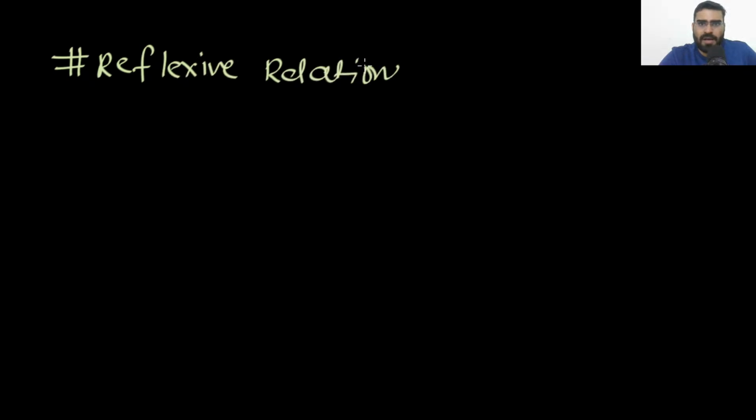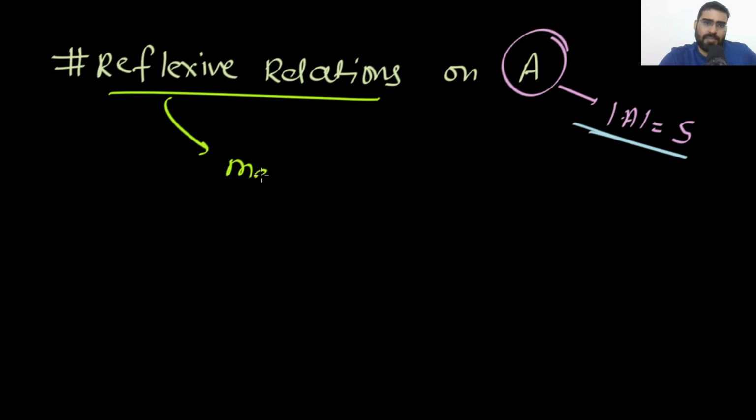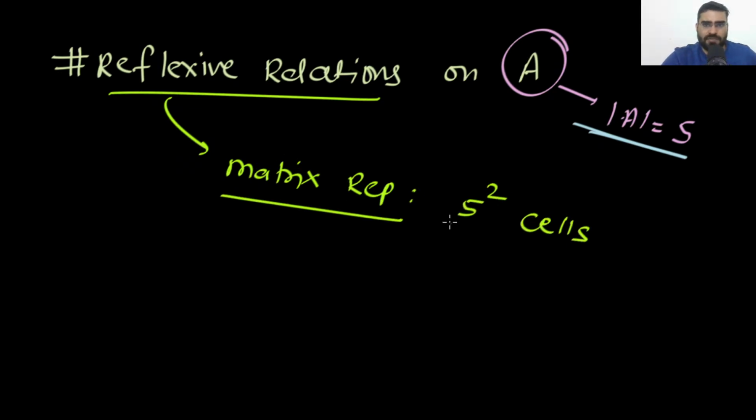So you want to find out the number of reflexive relations. How many reflexive relations are there on a set A such that the cardinality of set A is 5? That is, 5 elements. Now you can easily see that when you create the matrix representation for this reflexive relation, there will be 5 square cells.